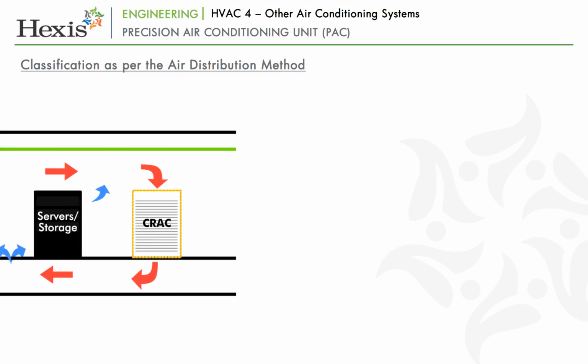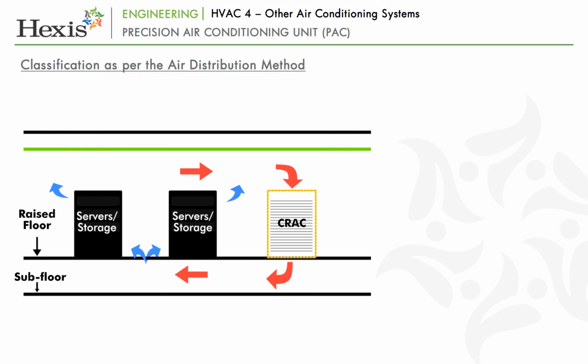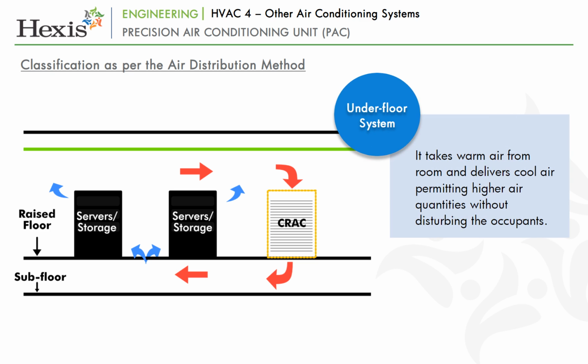Underflow system recommended. Most computer hardware is designed to take air in at the front of the unit and let it out through the back of the unit. The precision air conditioner takes warm room air in at the top and delivers cool air through the floor, permitting higher air quantities without disturbing the occupants.